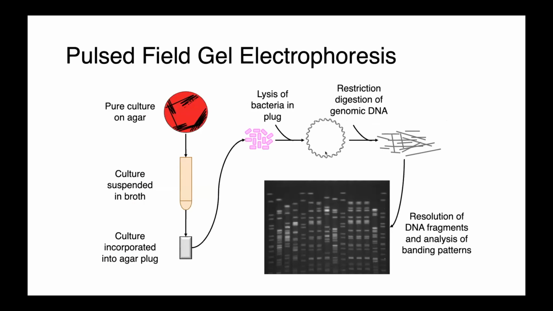We're going to discuss a couple of these methods in a little bit more detail, starting with pulse field gel electrophoresis. This is a method which I think is rapidly becoming obsolete with the widespread availability of whole genome sequencing, but it's historically very, very important and is still certainly quite useful. The way that we perform this method is we start with a pure culture on agar, we suspend some of those colonies in broth, and then incorporate that colony suspension into an agar plug. So we actually take molten agarose and mix that with our bacteria. We then lyse the bacteria within that agar plug using buffers and detergents. We then digest the genomic DNA into pieces using restriction enzymes. And then we resolve these DNA fragments on a gel using a specialized electrophoresis apparatus.